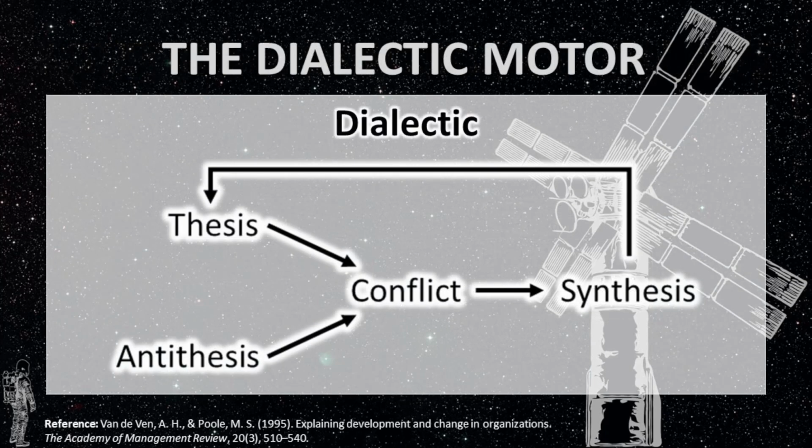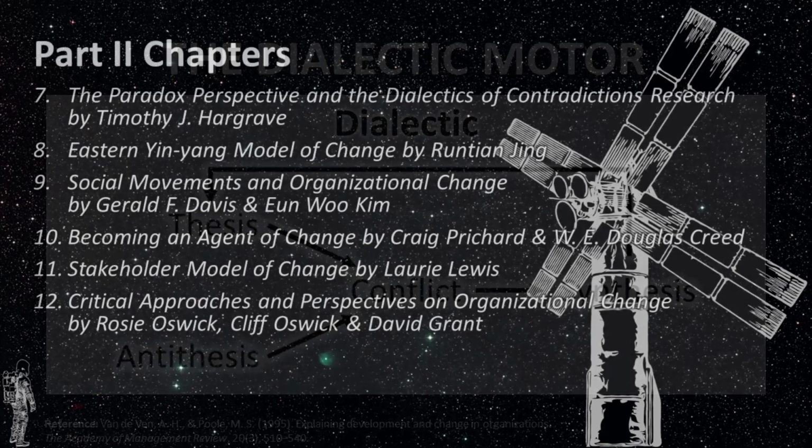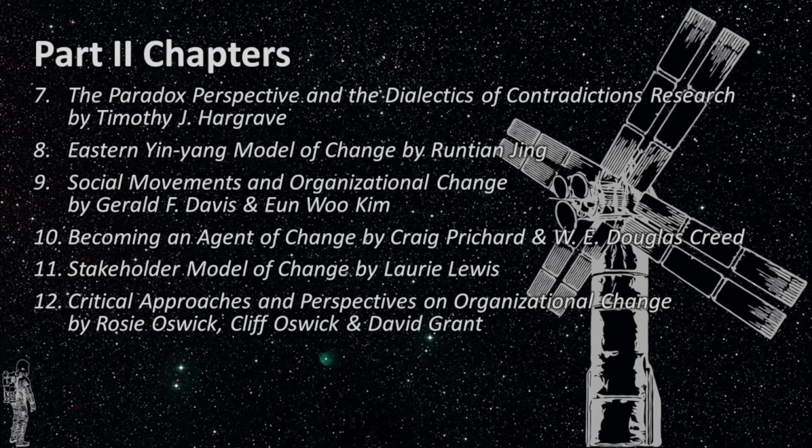You also probably remember from our first episode of OT in Space that the dialectical change motor is based on two ideas, a predominant idea called the thesis and a competing idea called the antithesis. After their competition, what results is something different from the original thesis or antithesis, but it's something new called the synthesis. This is part 2 of the handbook, and it covers 6 chapters, and that's a lot to cover.